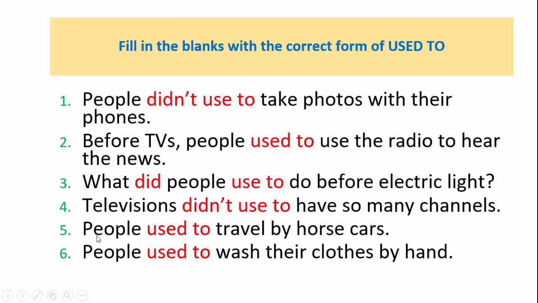Number 5. People used to travel by horse cars. Yes, in the past, people didn't have cars. They used horse cars. Number 6. People used to wash their clothes by hand. Yes, here we use used to as the correct answer. Because in the past there were no washing machines, that's why people used to wash their clothes by hand.